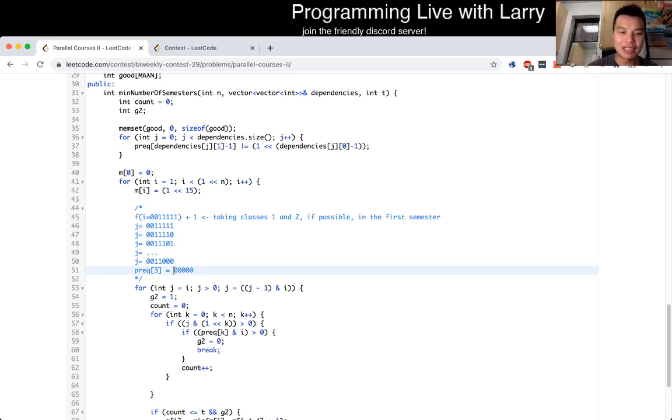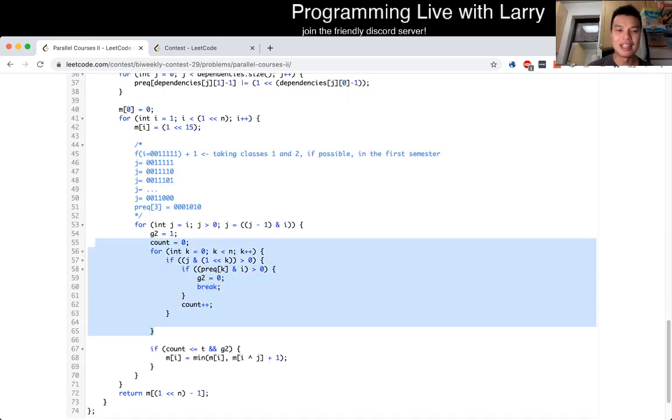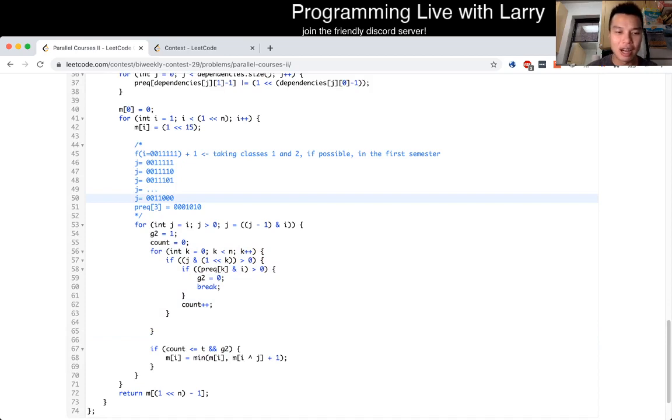But if for whatever reason, let's say you have any other class in between, if the current I has these classes, that means we haven't taken those classes yet. And if that intersection is not 0, then you cannot take the ith class. And because you can't take the ith class, we just set this as not a real candidate. And that's basically the dynamic programming recurrence.